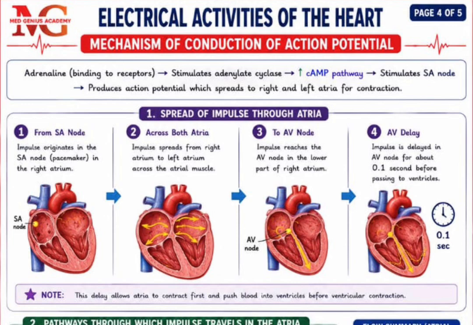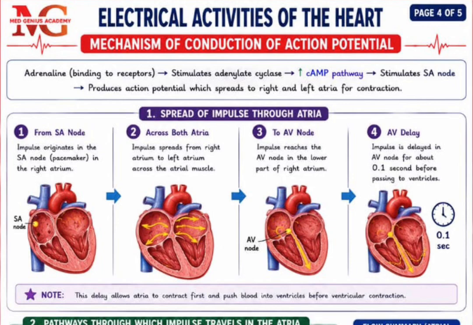And when it converges in the AV node, there is a delay in the AV node, so that the atrium will finish contracting before the ventricle contracts. This delay is very important so that the atrium can push blood first and it settles in the ventricle, getting what we call the end diastolic volume before the ventricle contracts. Because if there's no rest between the atrium and the ventricle, we have arrhythmias, such as atrial fibrillation or atrial flutter.